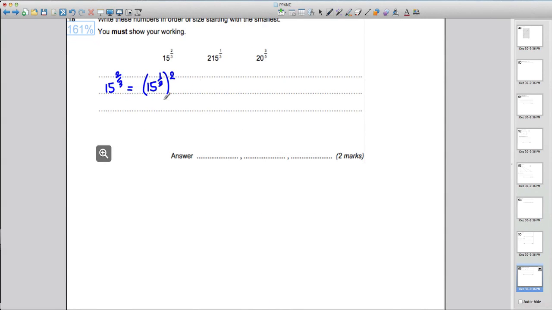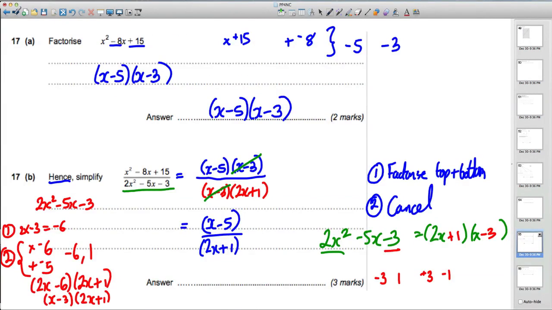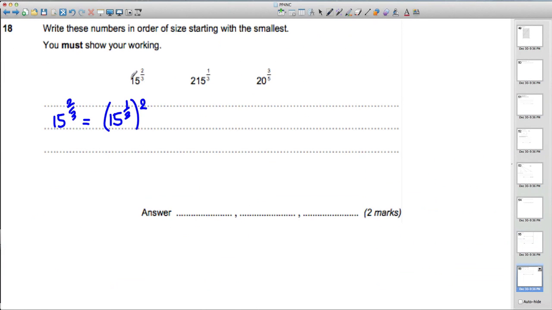Oh, sorry, we wouldn't even need to do this. Apologies, this is a calculator paper. We just type in our calculator 15 to the power of 2/3, and we get ourselves 6.08. So 15 to the 2/3 is equal to 6.08.